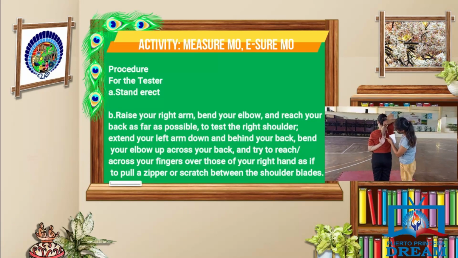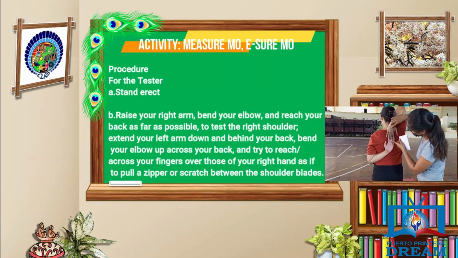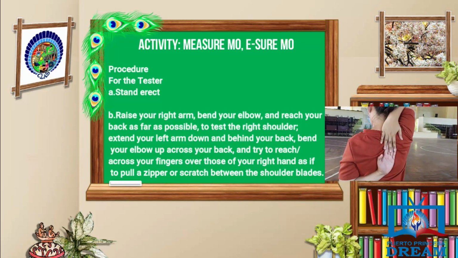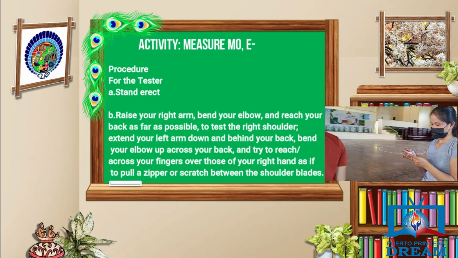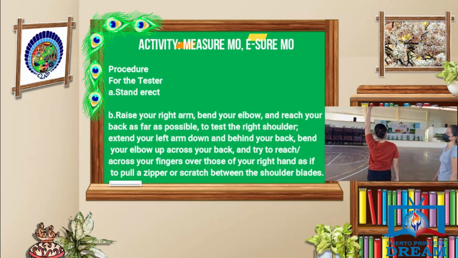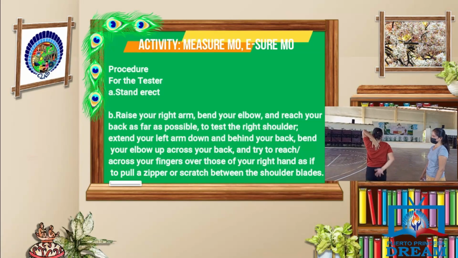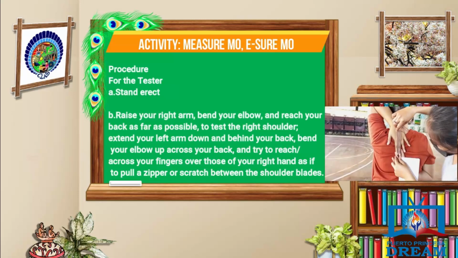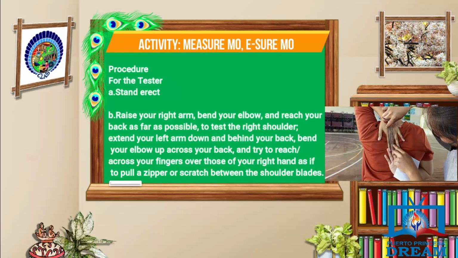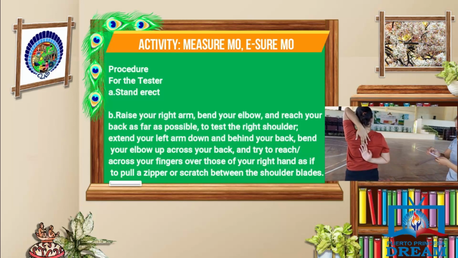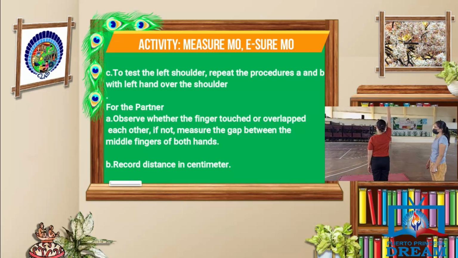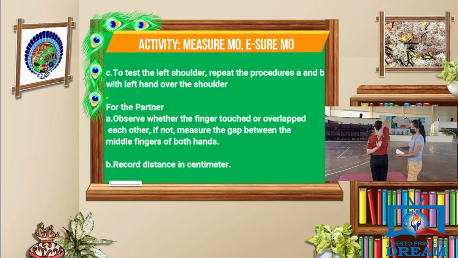B, raise your right arm, bend your elbow, and reach your back as far as possible. To test the right shoulder, extend your left arm down and behind your back. Bend your elbow up across your back, and try to reach or cross your fingers over those of your right hand as if to pull a zipper or scratch between the shoulder blades. Letter C, to test the left shoulder, repeat procedures A and B with the left hand over the shoulder.